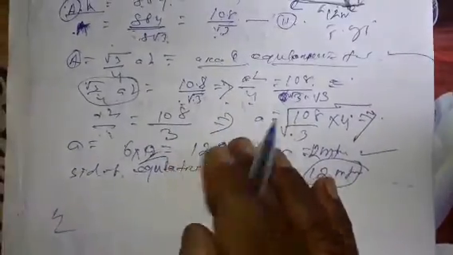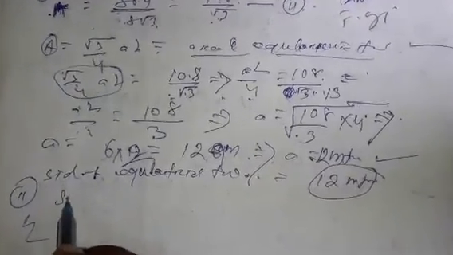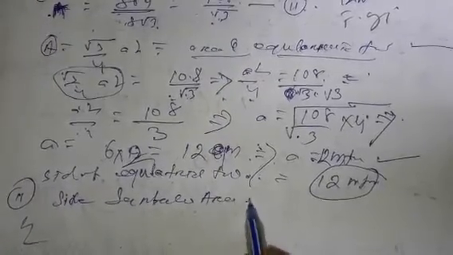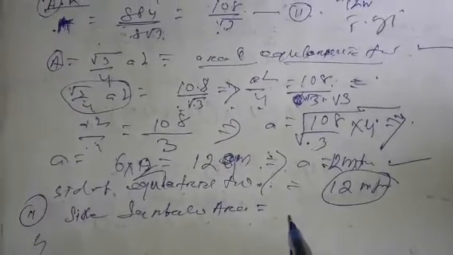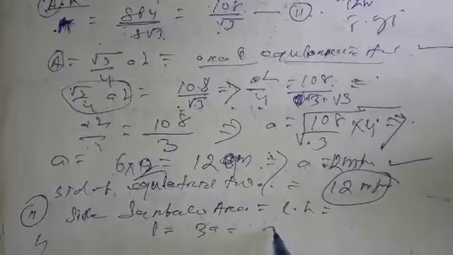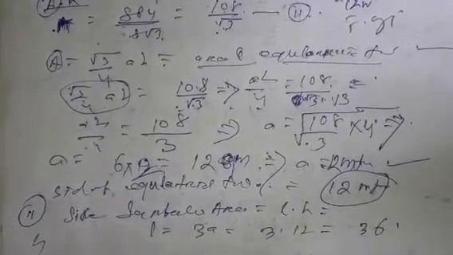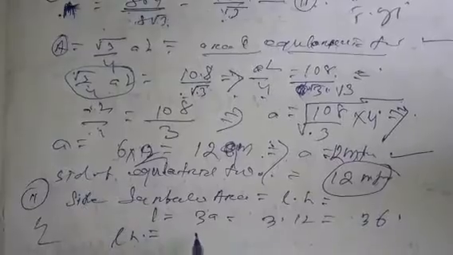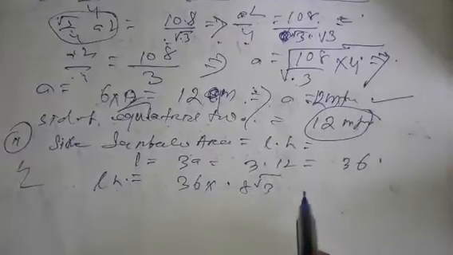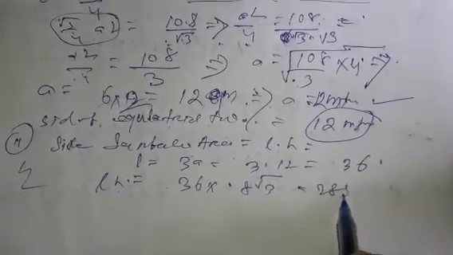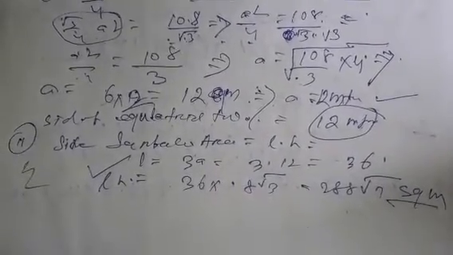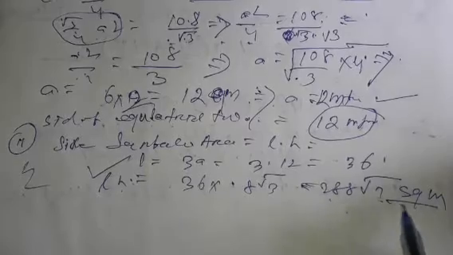Then we calculate the side surface area, equal to LH. We know L is equal to 3A. 3 into A, which is 12, is equal to 36. So LH is equal to 36 into H, which is 8√3. So it is equal to 288√3 square meter.